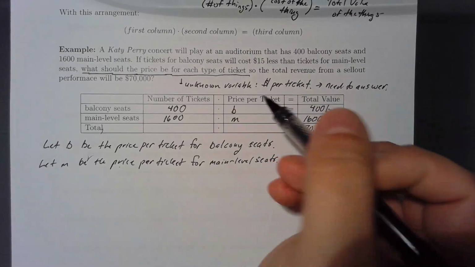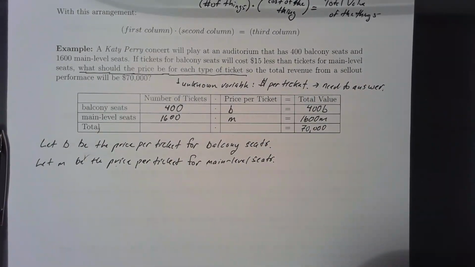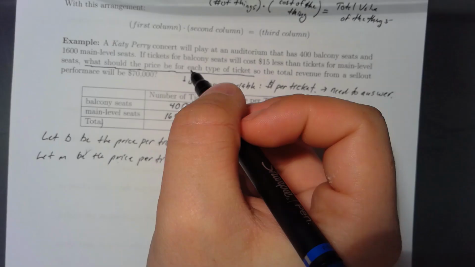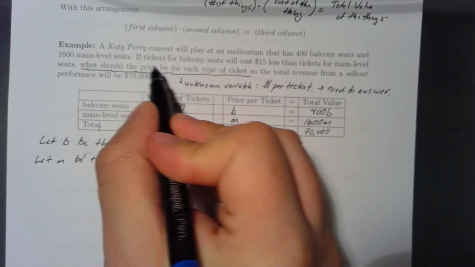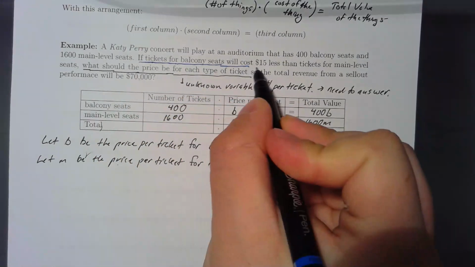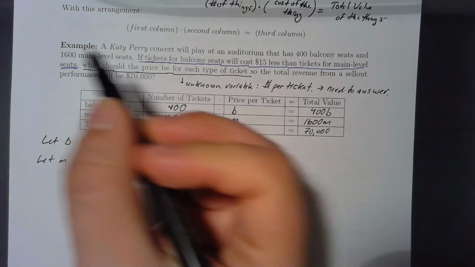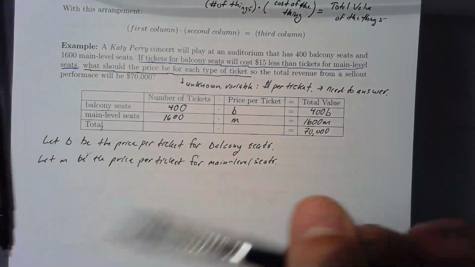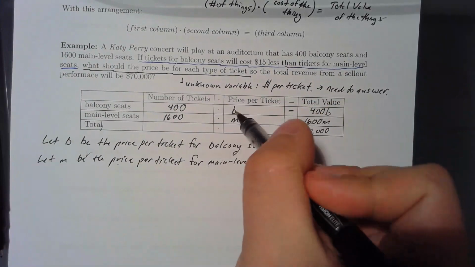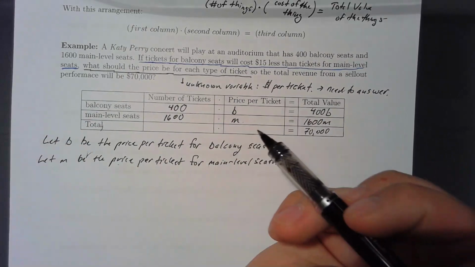There is, actually. And if you look right here, I'll denote it in blue. It's right here. Tickets for balcony seats will cost $15 less than tickets for main level seats. That tells you something about the relationship between balcony seats and main level seats. Alright?